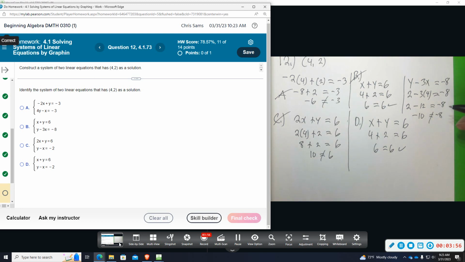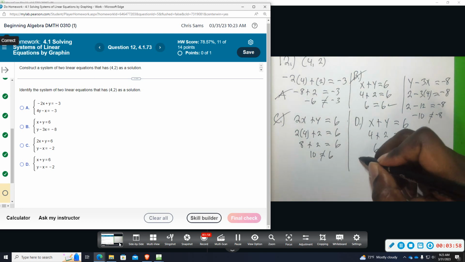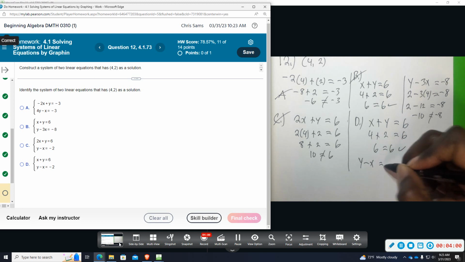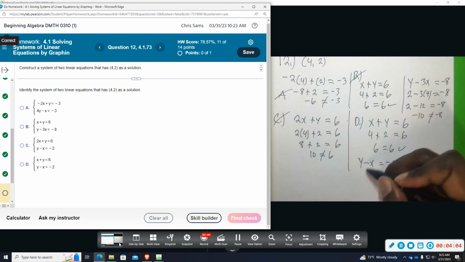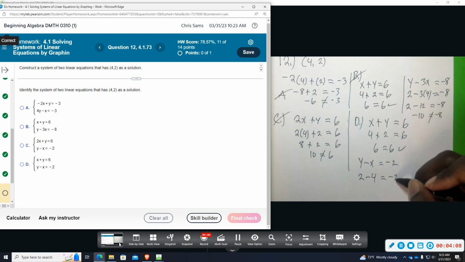The second equation is y minus x equals negative 2. So y is 2, x is 4. Does that equal negative 2? 2 minus 4 gives us a negative 2 equals negative 2. Okay, and it makes both sides equal. So number 12, the correct answer choice is D.